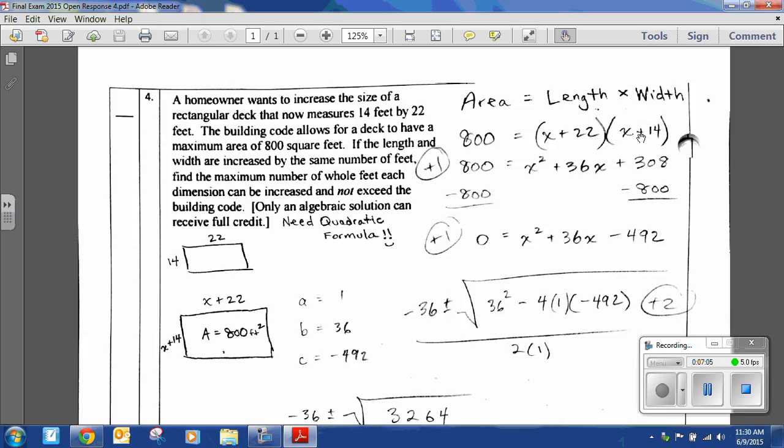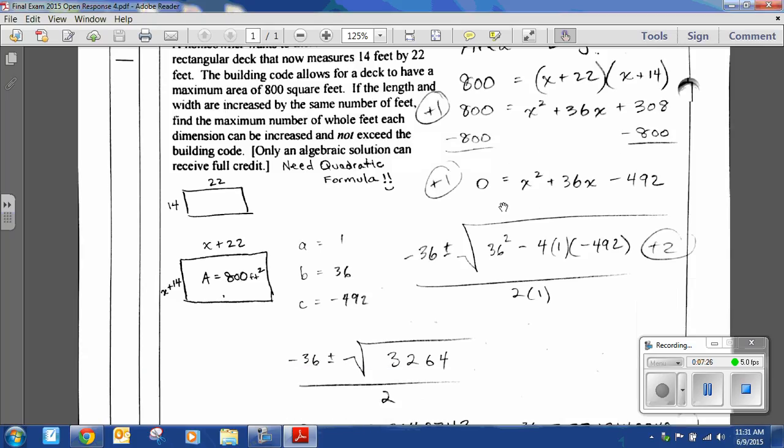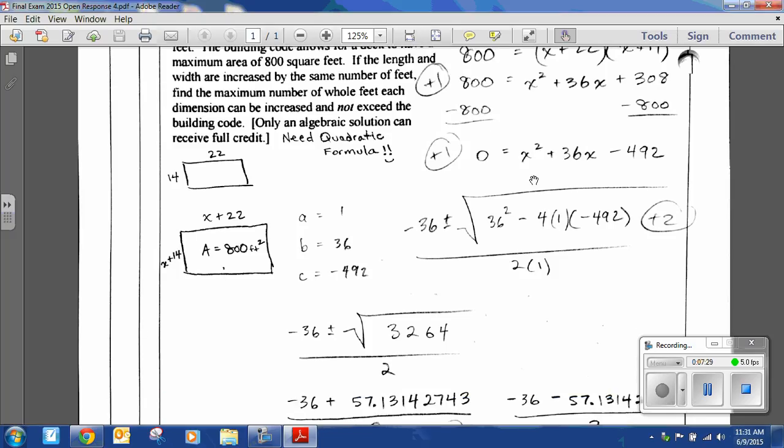We FOIL x plus 22 times x plus 14. It is so important that you FOIL correctly. So many people messed up with their FOIL step. x squared plus 36x plus 308 equals 800. In order to solve a quadratic, you must set one side equal to 0. We subtract 800 from both sides, and we get 0 equals x squared plus 36x minus 492.